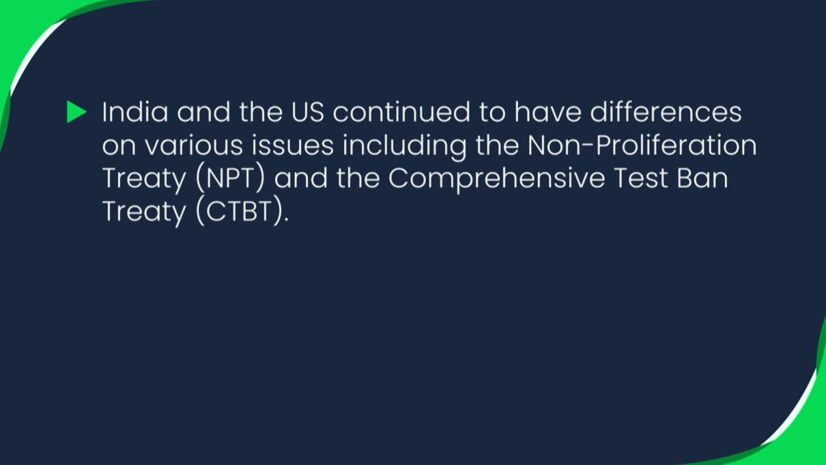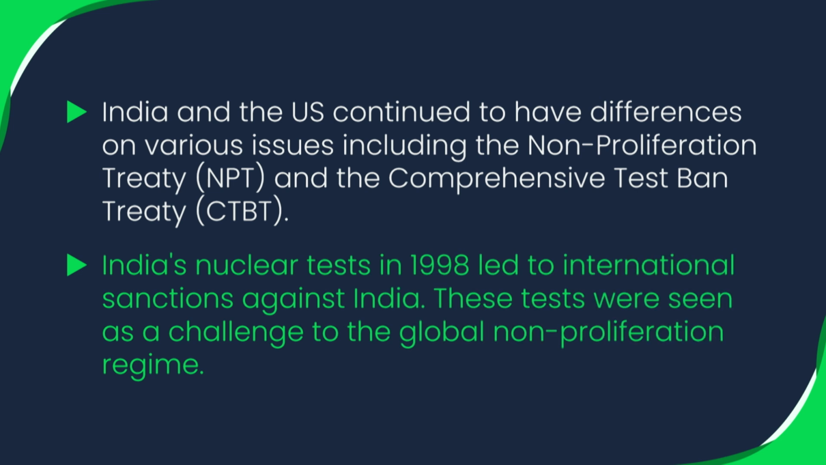India and the US continue to have differences on various issues, including the Non-Proliferation Treaty and the Comprehensive Test Ban Treaty. India's nuclear test in 1998 led to international sanctions against India. These tests were seen as a challenge to the global non-proliferation regime.